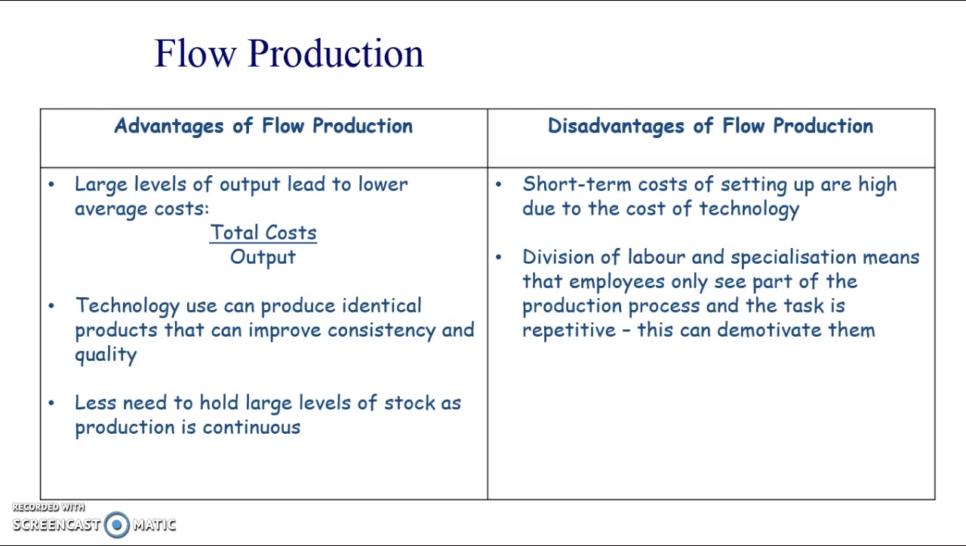You can use division of labour and specialisation, as we've already said, but this means that the employees only see part of the production process and that the task is very repetitive. Now, this can really demotivate them because they might just feel like they're not very significant to the production process. They're not really contributing to the production process, and it's also boring. Repetitive work tends to be boring. I'm sure you know that.